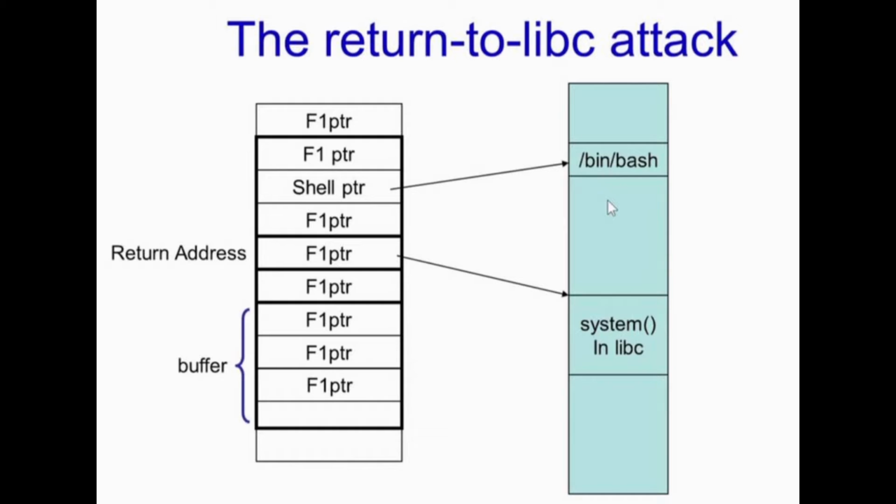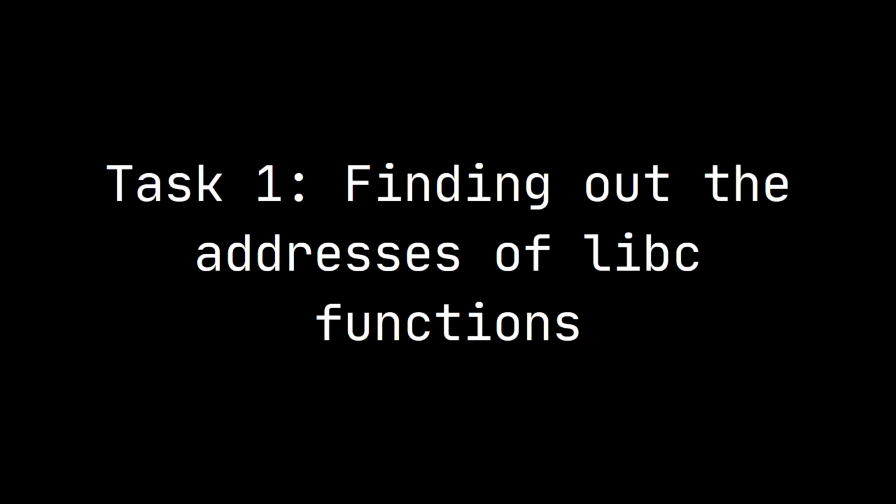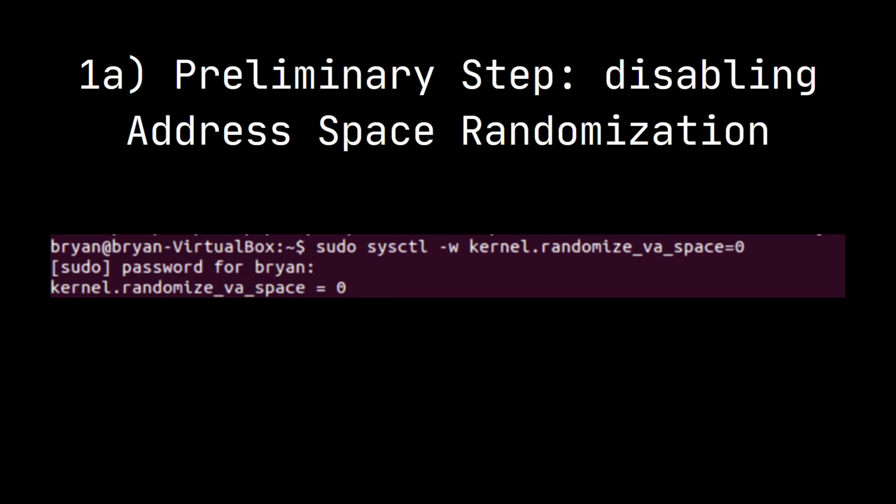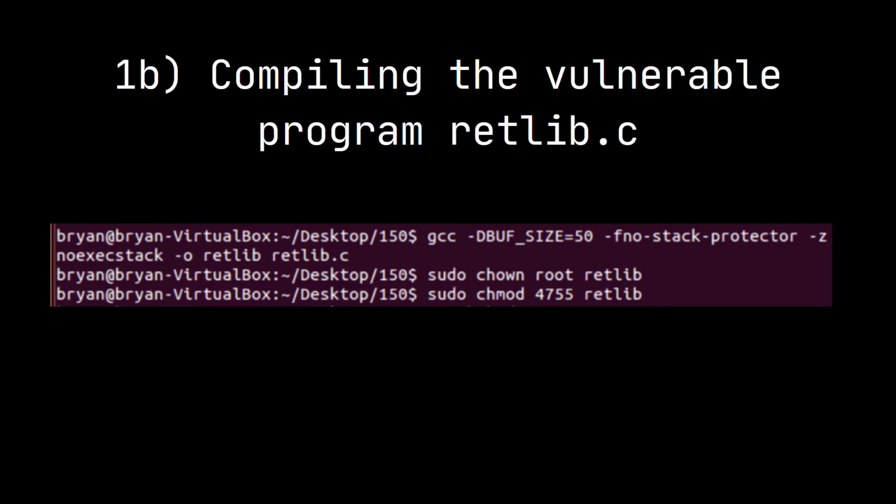For our task 1, we're going to be finding the addresses of the libc functions. First, these are the preliminary steps: disabling ASLR, the address space randomization, to disable the countermeasures against buffer overflow so that we can conduct the attack. Next, we compile the vulnerable program retlib.c with -z noexecstack and -fno-stack-protector and the given buffer size, which was 50. The other operations are pretty standard, such as sudo chown root and sudo chmod 4755.